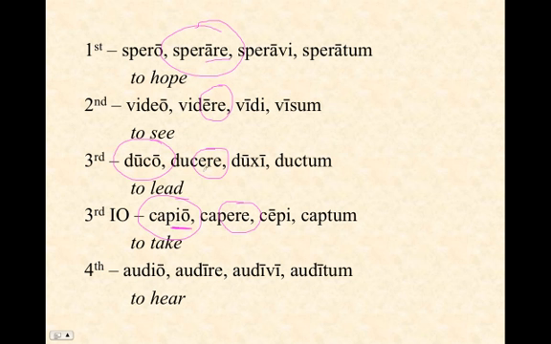They have infinitives that look the same, short ERE. But third IO will end in IO in the present tense form that you have as the first principal part. If it's not IO, just an O, you have regular third conjugation. Finally, if your infinitive ends long IRE, you have a fourth conjugation verb.